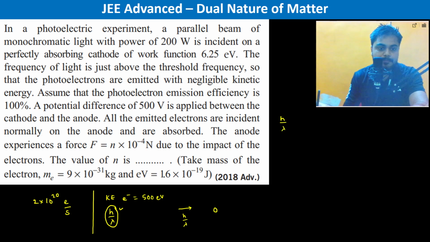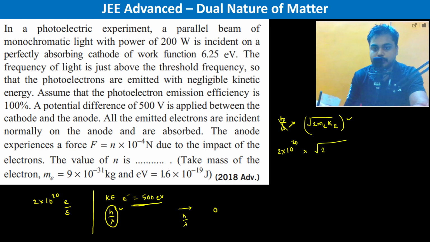Since electrons are getting emitted, it is not h by lambda here. The momentum is going to be root over 2 times mass of electron times kinetic energy of electron. So therefore 2 into 10 to the power 20 electrons, each with change in momentum root over 2 into mass of electron into the kinetic energy of electron.